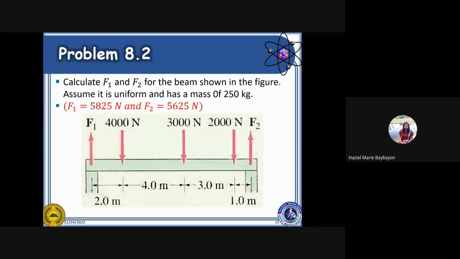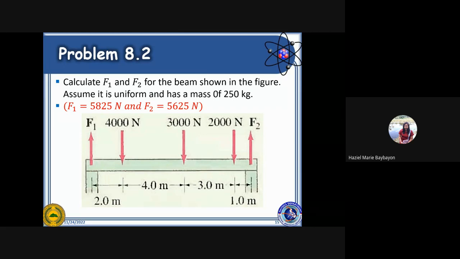So how about this one? Calculate F1 and F2 for the beam shown in the figure. Assume it is uniform and has a mass of 250 kilograms. Okay, so we have here: calculate F1 and F2 for the beam shown in the figure. Assume it is uniform and has a mass of 250 kilograms. So this one has a mass of 250 kilograms, and then we want to know forces F1 and F2.